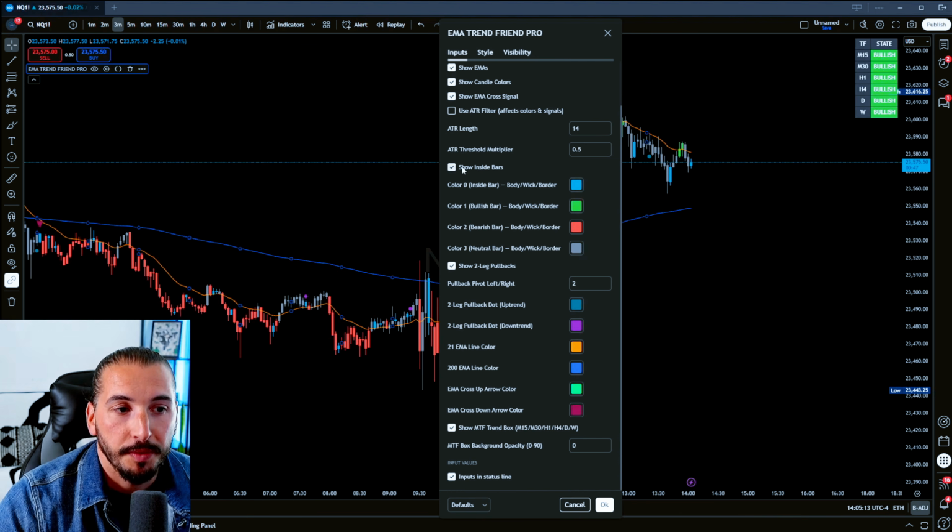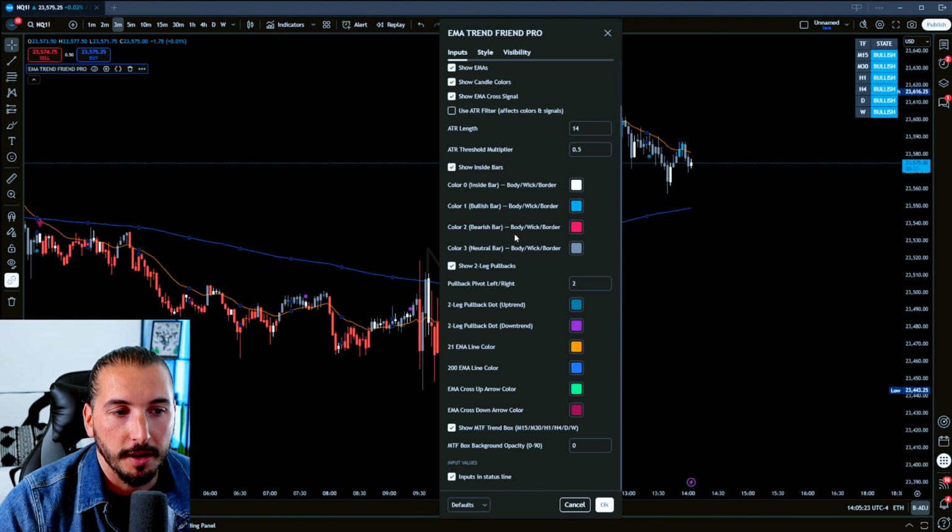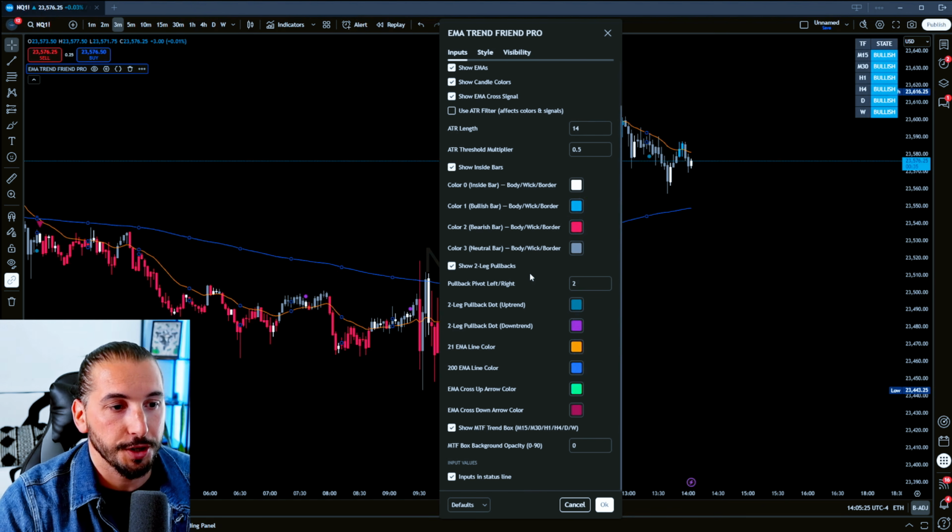We come down here. I like to use inside bars. So I change all of these straight away. So I want my inside bars as white. I want my bullish bars as bright blue, my bearish bars as pink, and we're going to leave the neutral bars as gray. I will tell you what those are very shortly.